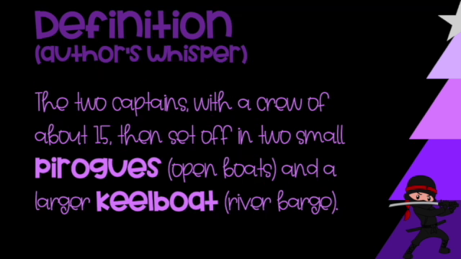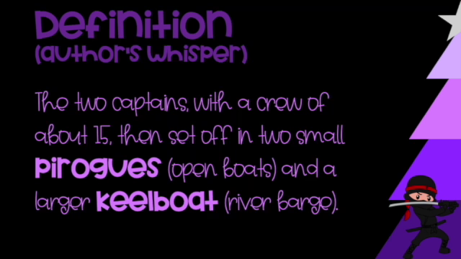Now let's look at an example. The two captains, with a crew of about 15, then set off in two small pirogues (or open boats) and a larger keelboat (or a river barge). The reason that this is a definition is because next to each of those bold words, pirogues and keelboat, is a set of parentheses with words in them. Inside those parentheses is the definition of the word.